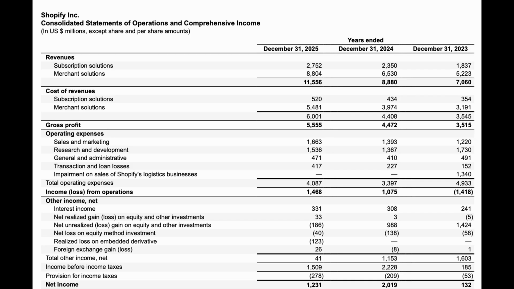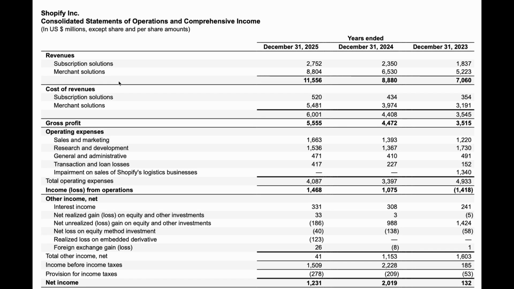Shopify has two revenue streams. One is called subscription solutions. So this is essentially a SaaS. These are the monthly and annual plans that the merchants pay to Shopify. And this came in at 2.75 billion revenue for the year.